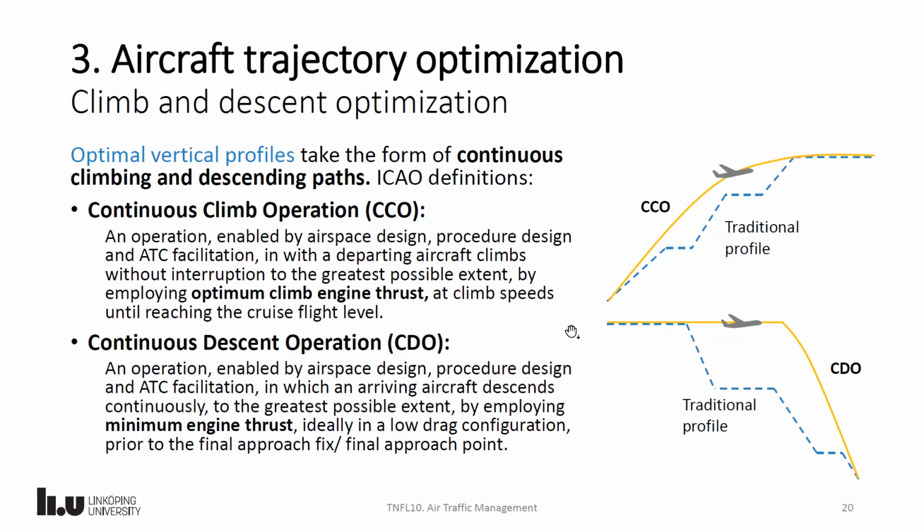So what this means is that what the aircraft wants to do in order to consume the least fuel, in order to do the most optimal flights, is to continuously climb or continuously descend. These kinds of horizontal segments are not efficient for the aircraft. In particular, in the continuous descent operation, CDO, it's important to notice that the aircraft are going to be flying with the minimum engine thrust.